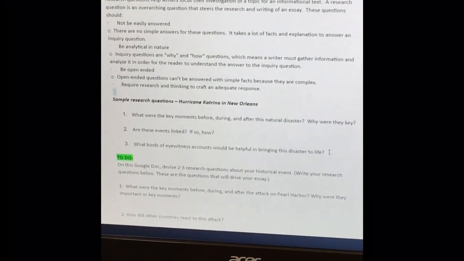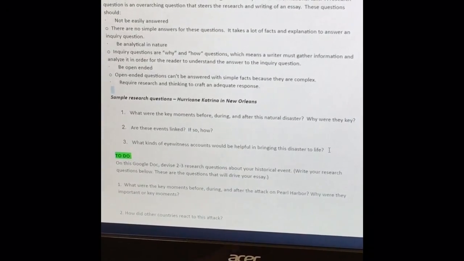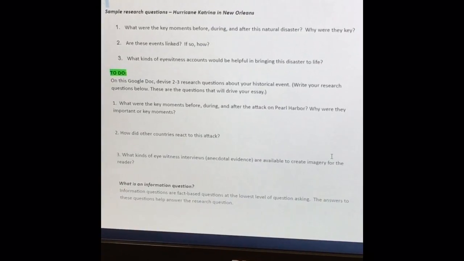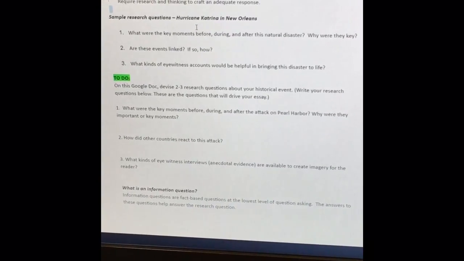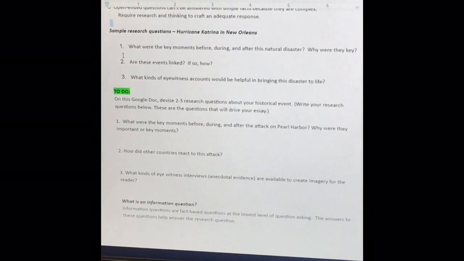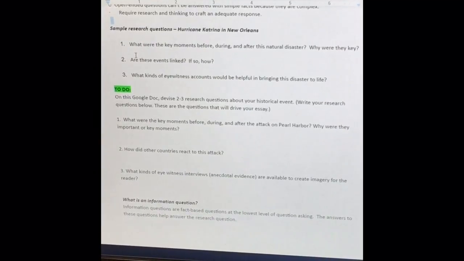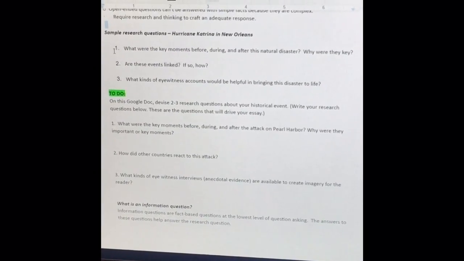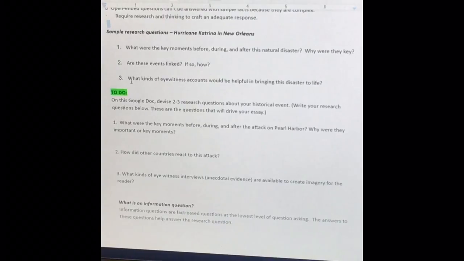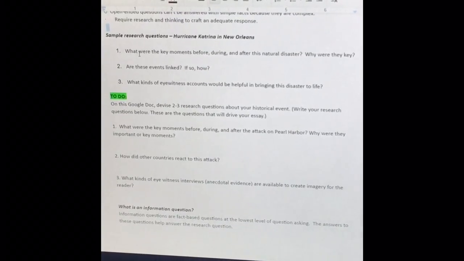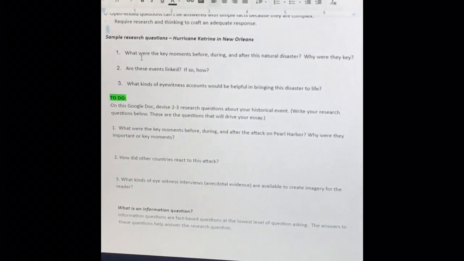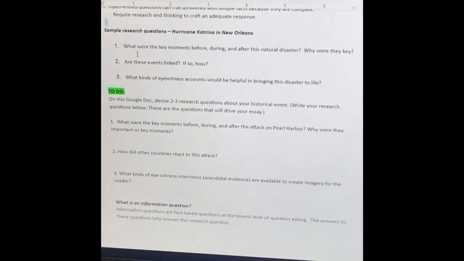All right, so now that you have some idea about what a research question is, we can look at some samples here. So here's one on Hurricane Katrina. We have 3. Today you're going to also write 3 because, again, like I said, these are going to be your 3 body paragraphs. Now the first one here that this writer has created says, what were the key moments?